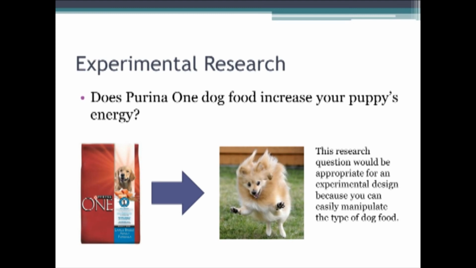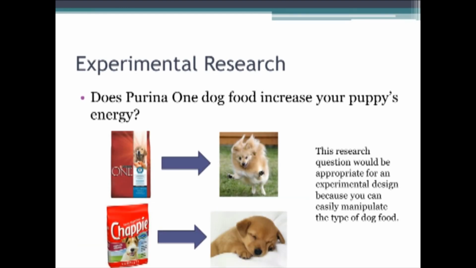In the case of dog food, as long as you're deciding between a couple different types of legitimate dog food, there's no problem. So Purina One dog food and Chappie, see, it's easily digestible. We have no reason to think there's anything wrong with this dog food. So if you give some dogs this food and some dogs this food, it's no problem. So in an experimental design, you would manipulate that. You'd give some dogs this dog food, some dogs that food, and you're looking for a difference in the energy.